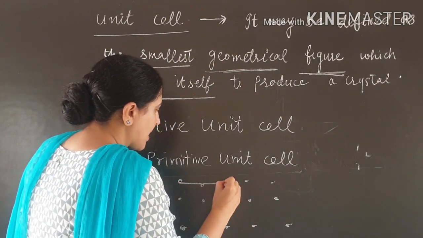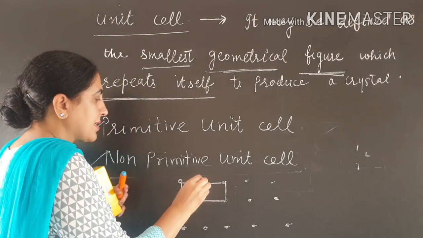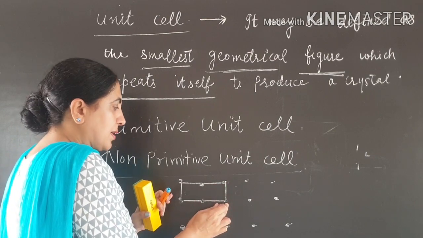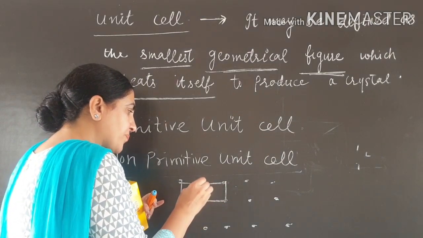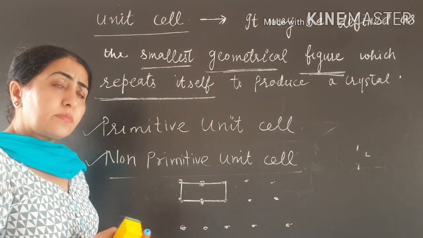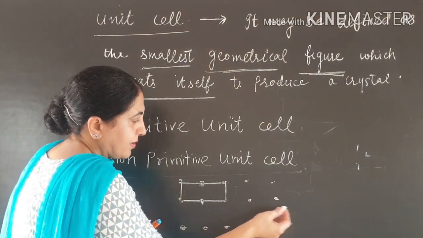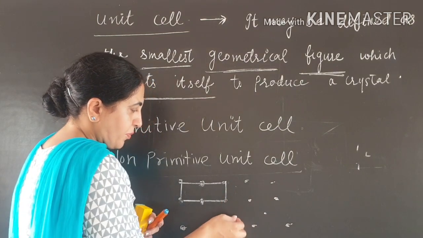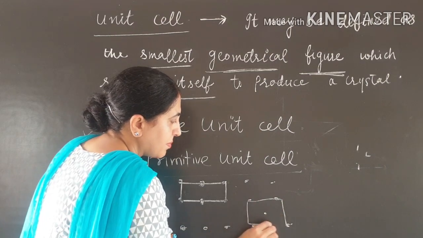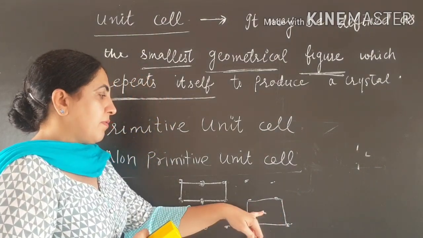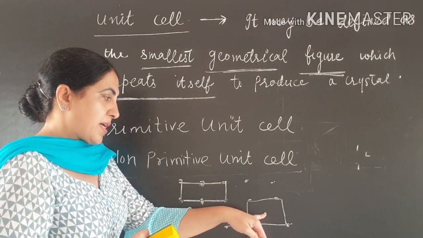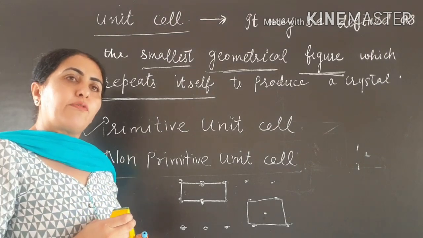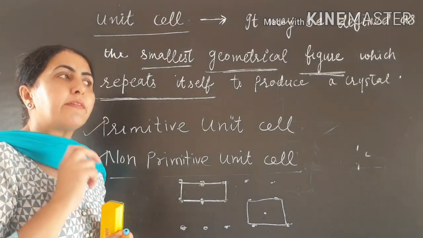And I am taking this as a unit cell. In this unit cell, atoms are at the corners and also at the faces. It may also be at the center. If we are taking another unit cell, if a lattice point is at this point also, then this is also non-primitive because the lattice point is also at the center. Clear? So this is non-primitive. Now what is the effective number of lattice points?